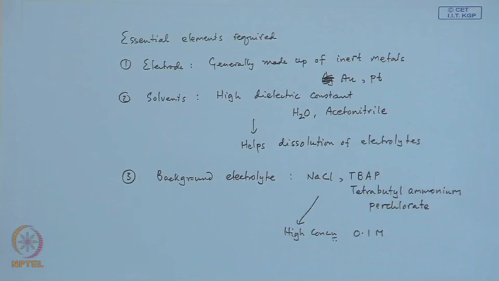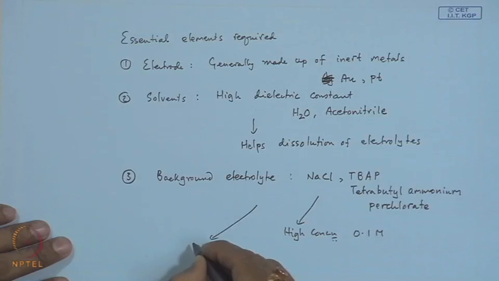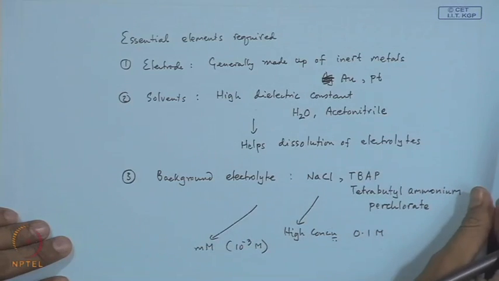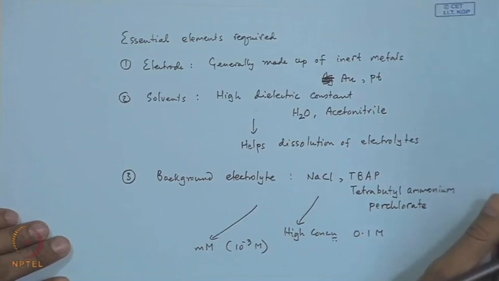And your reactant, your reactive material, the substance on which you will carry out your experiment, apart from the background electrolyte, is used in low concentration, maybe in millimolar concentration, that is 10 to the power minus 3 molar. So, these are the essential elements used.